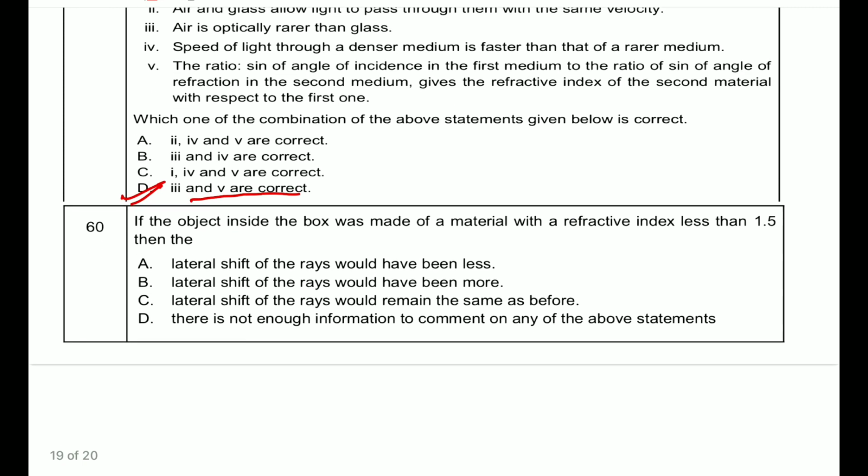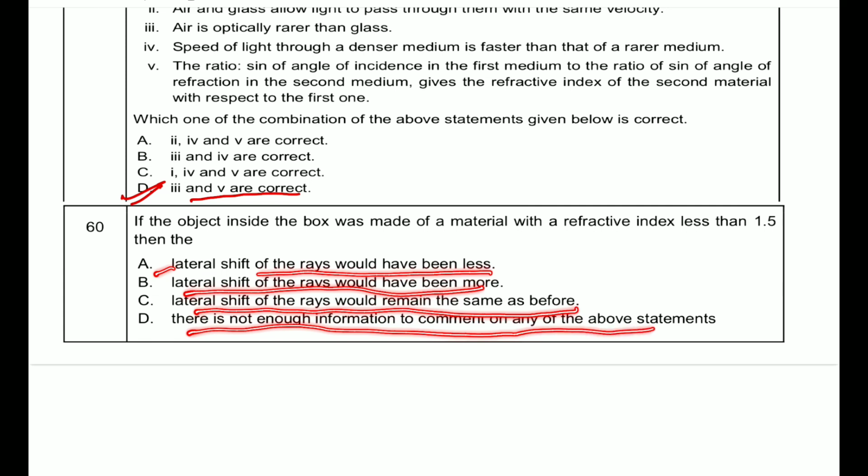Okay, let's move to the last question. This is question number 60, again part of your case study. If the object inside the box was made of a material with a refractive index less than 1.5, then lateral shift of the rays would have been less, lateral shift of the rays would have been more, lateral shift of the rays would remain the same as before, or there is not enough information to comment on any of the above statements.